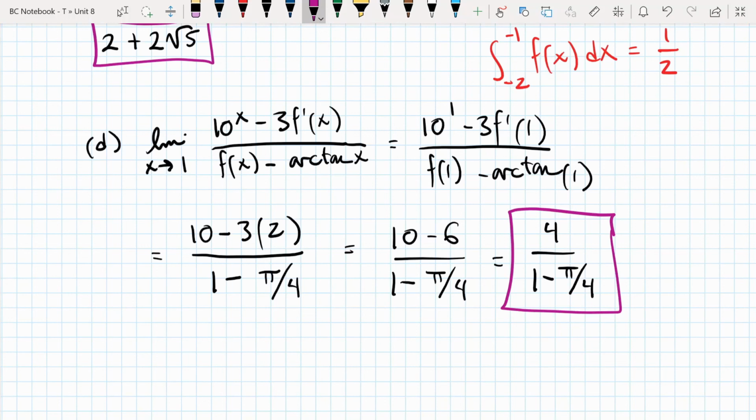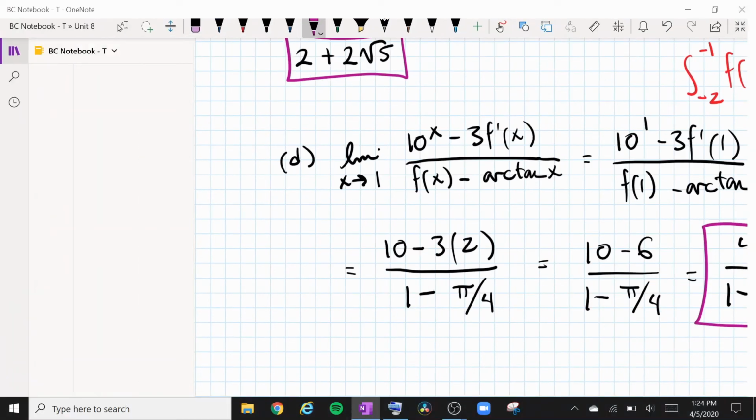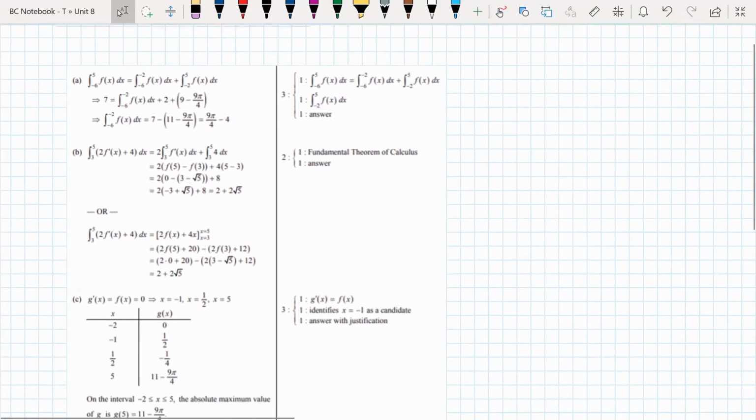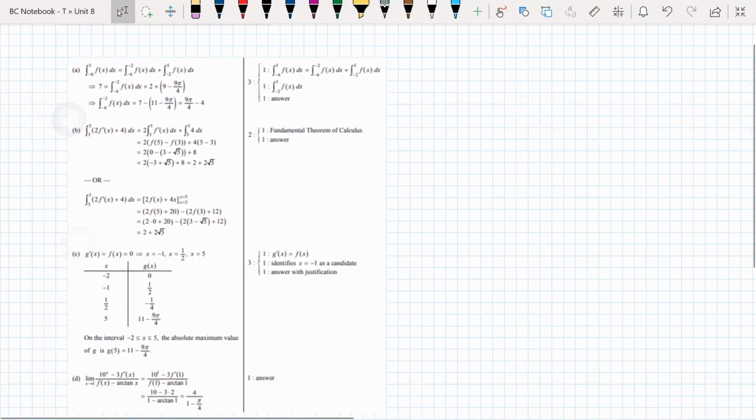Okay. So let me put up the answer key so you guys can check your work. And there's the mark scheme for this question.